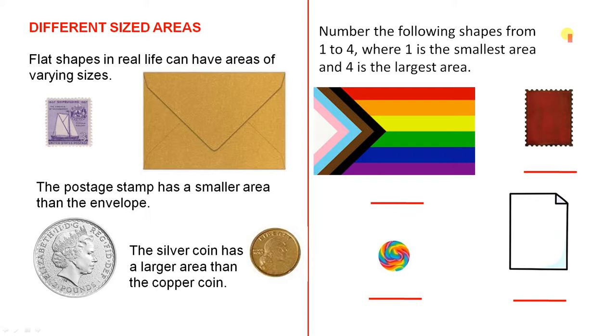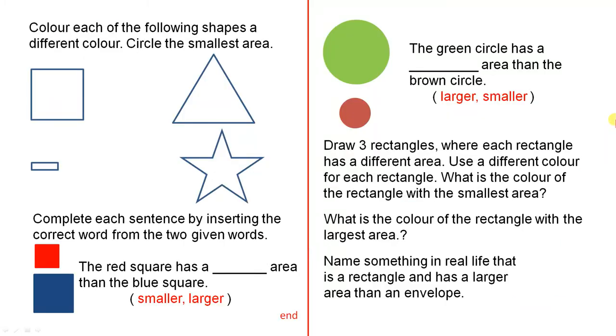Here's another exercise. Number the following shapes from 1 to 4, where 1 is the smallest area and 4 is the largest. So you explain to students what's required here, and I'm sure they can do that exercise. Colour each of the following shapes a different colour. Circle the smallest area.